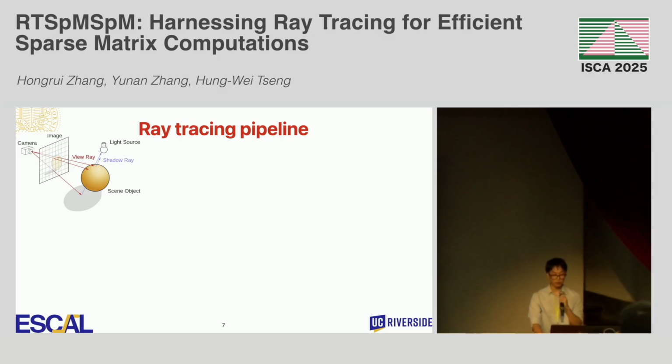Now let's quickly go through the software ray tracing pipeline. It begins with ray generation, where rays are created from the camera and into the scene.